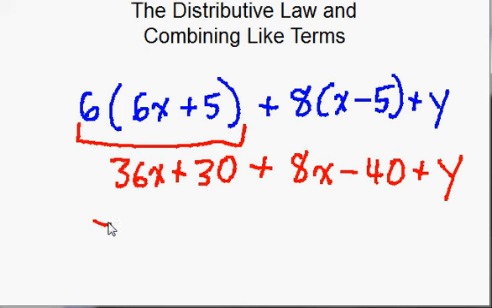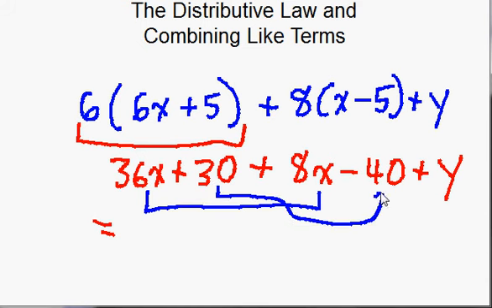How do I simplify this? Well, I can combine like terms. So the 36x can combine only with the 8x, and the 30 can combine only with the negative 40, right? So I end up with 36x plus 8x is 44x, and minus 10 for the numbers, and I have this lonely y that just stays by itself.